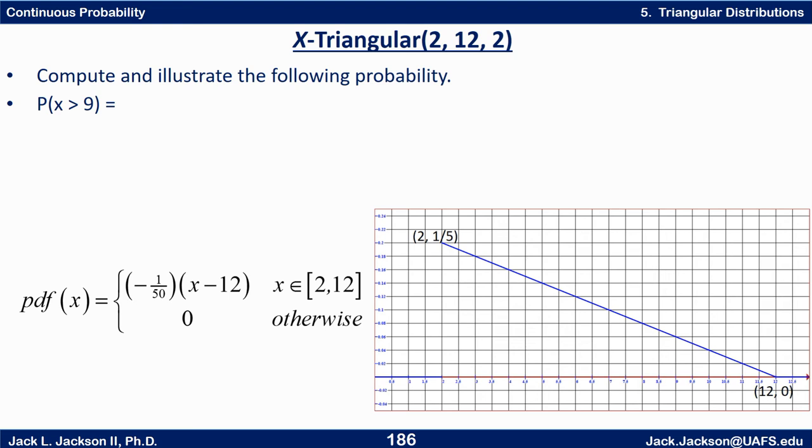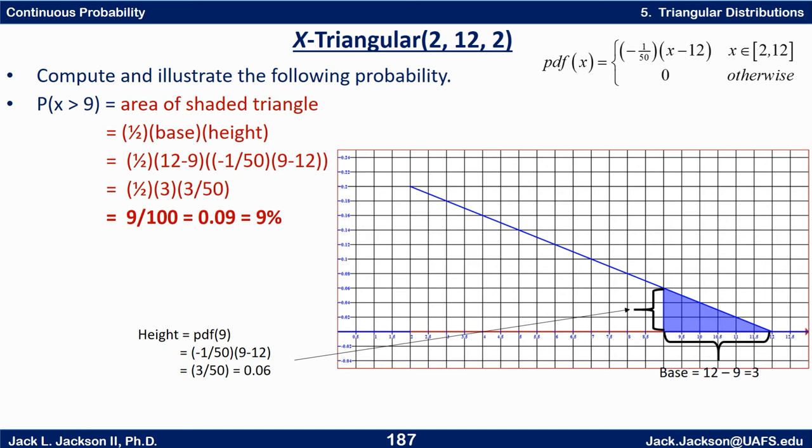Press pause, work it out. Well, hopefully what you came up with is you ended up shading an area that looks like this. The base of that little triangle, the shaded area, is the probability that we're looking for. It goes from 9 up to 12, so 12 minus 9 is 3 for the base. The height of the curve is the PDF of 9.